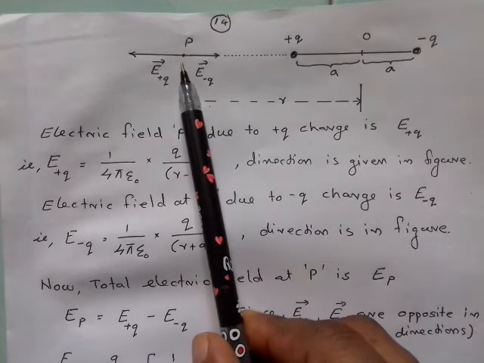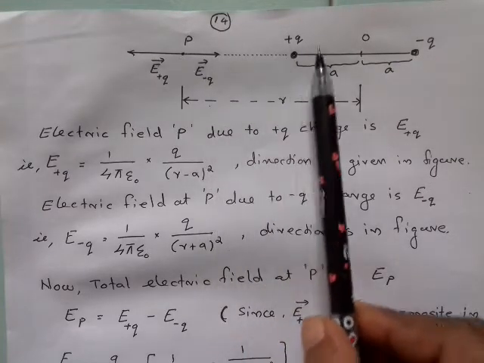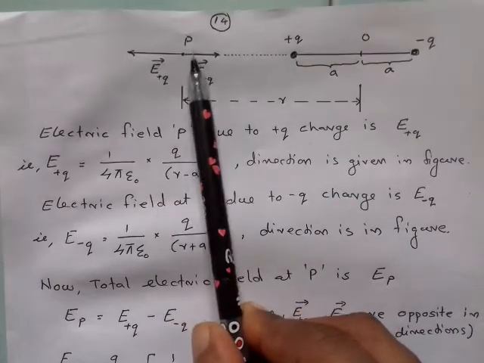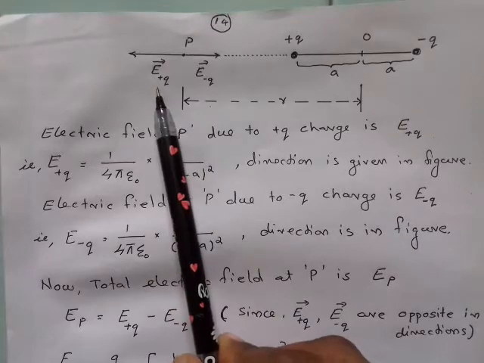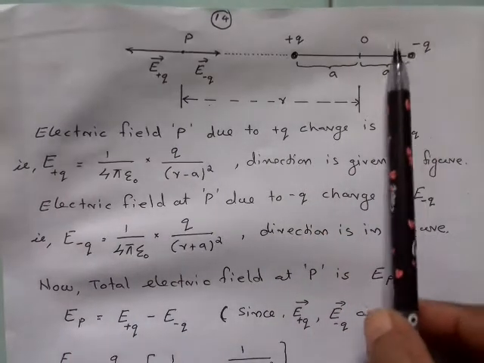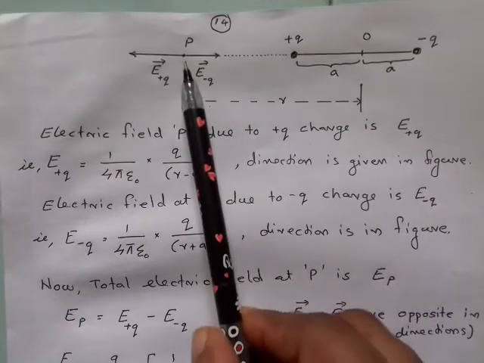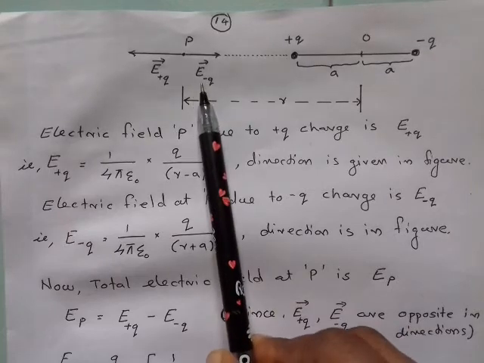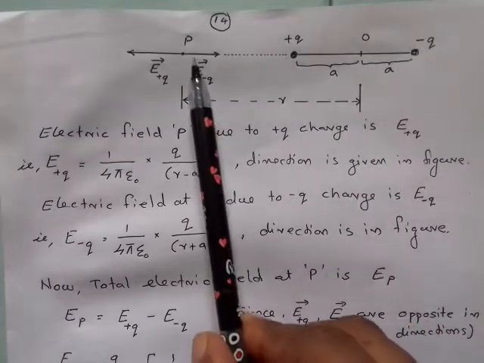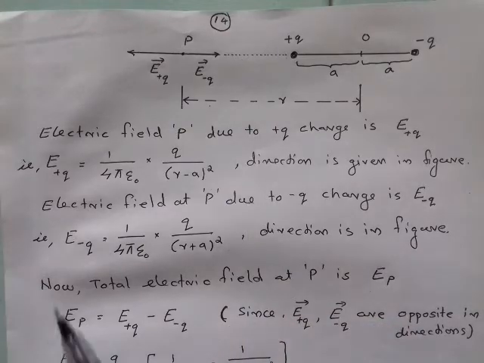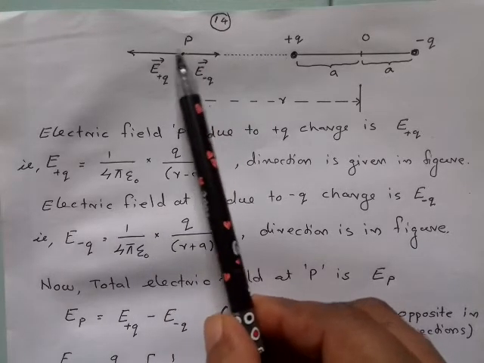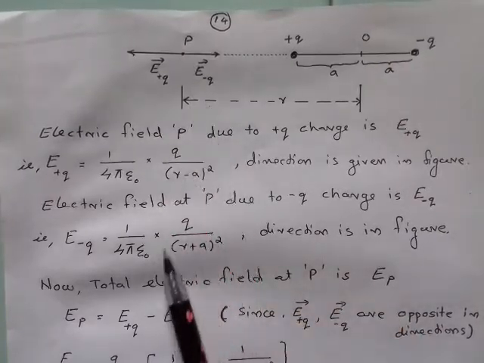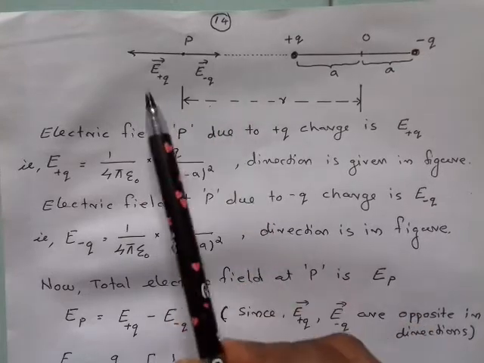So at the point P there are two electric fields. Due to plus Q charge, there is an electric field E plus Q that is acting in this direction. This is a vector E plus Q. Again, due to the minus Q charge, there is an electric field at the point P acting in this direction. This vector is E minus Q, electric field due to minus Q charge. It is acting towards the minus charge. So how will you find out the final electric field here? We will write equation for these two electric fields like this and add them to get the final electric field here.